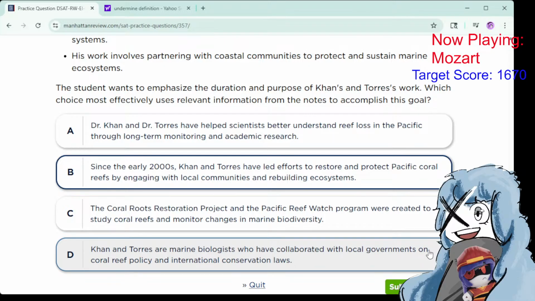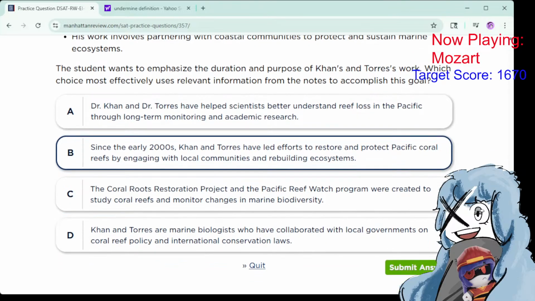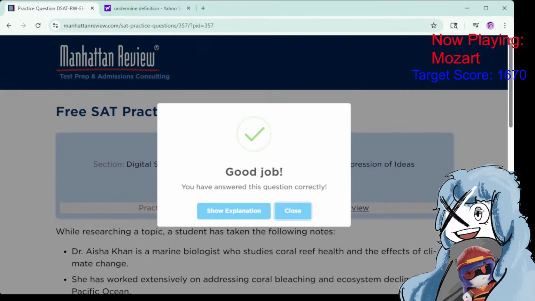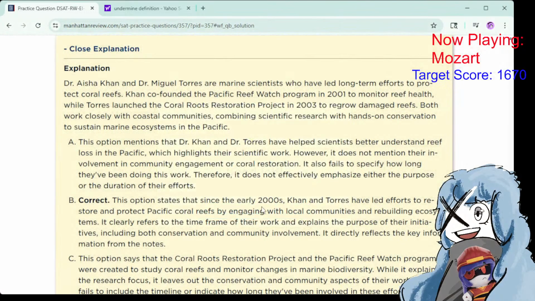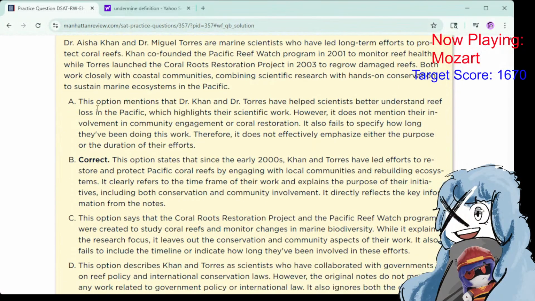Yes. Yeah, the first option. This option mentions the doctors study reef health and better understand loss, which highlights their scientific work. However, it does not mention their involvement in community engagement or coral creation. It also doesn't specify how long they've been doing this work. Therefore, it does not effectively emphasize either the purpose or the duration of their efforts. The second one is correct.